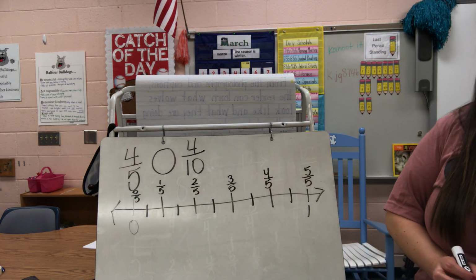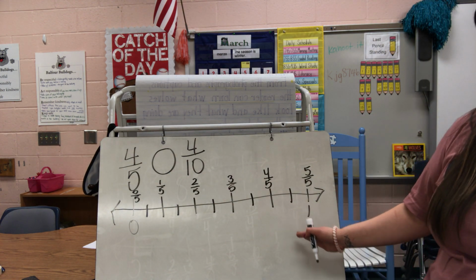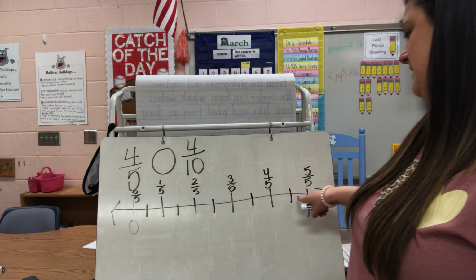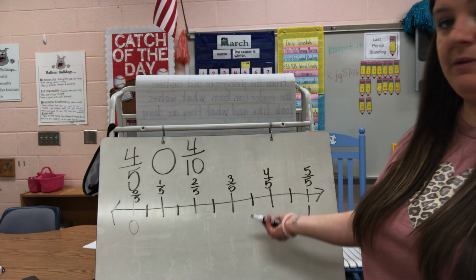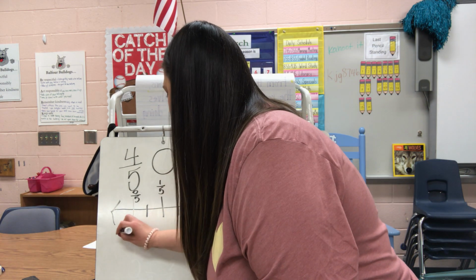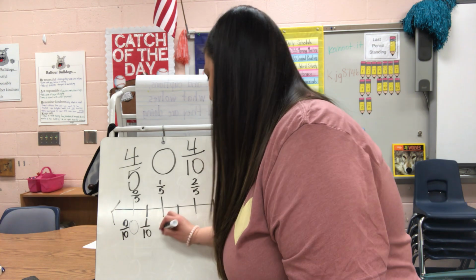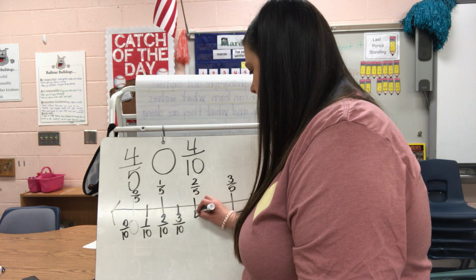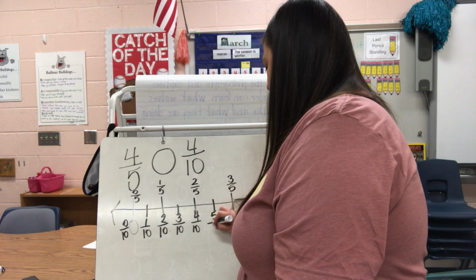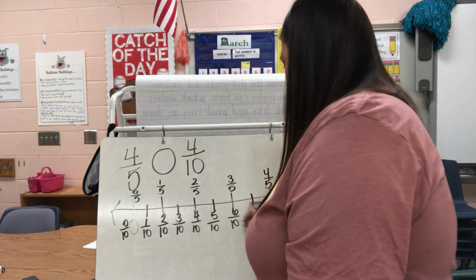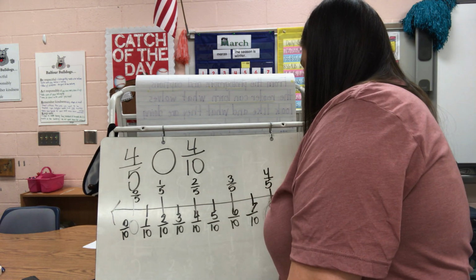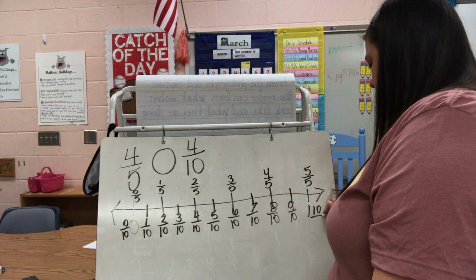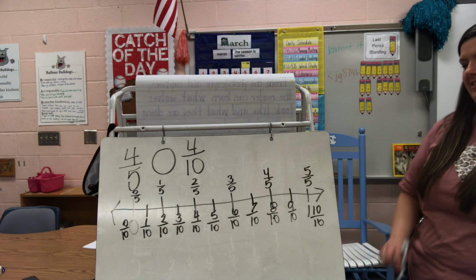Now we can count to make sure we've correctly separated our number line into tenths. 1, 2, 3, 4, 5, 6, 7, 8, 9, 10. So now we're ready to label the bottom of our number line with tenths. So we have 0 tenths, 1 tenth, make sure you're doing this on your paper, 2 tenths, 3 tenths, 4 tenths, 5 tenths, 6 tenths, 7 tenths, 8 tenths, 9 tenths, and 1 whole would be equal to or equivalent to 10 tenths.